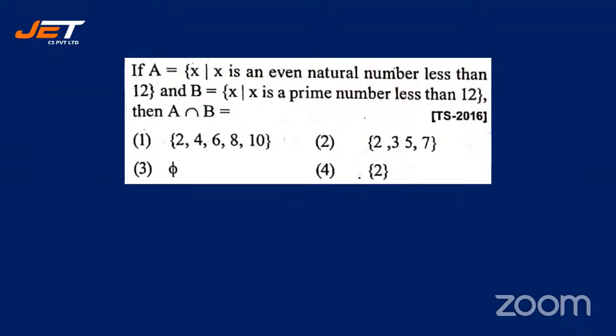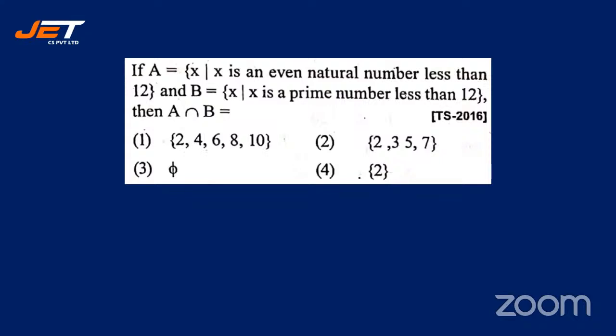See the next question. If A is equal to X such that X is an even natural number less than 12, and B is equal to X such that X is a prime number less than 12, then what is A intersection B? Is it clear, students? Let's quickly work it out and give me your answers in the chat box.